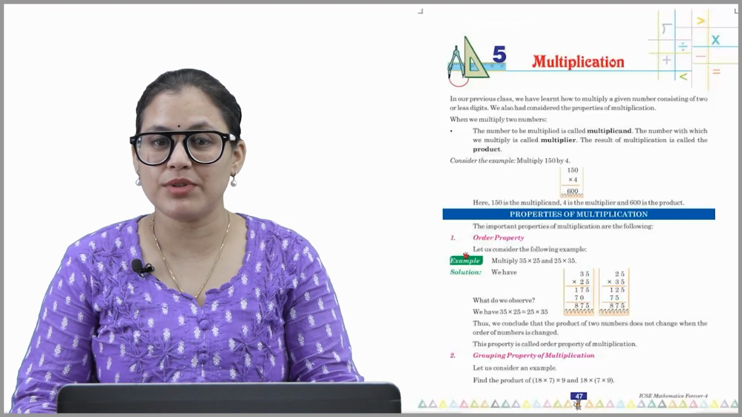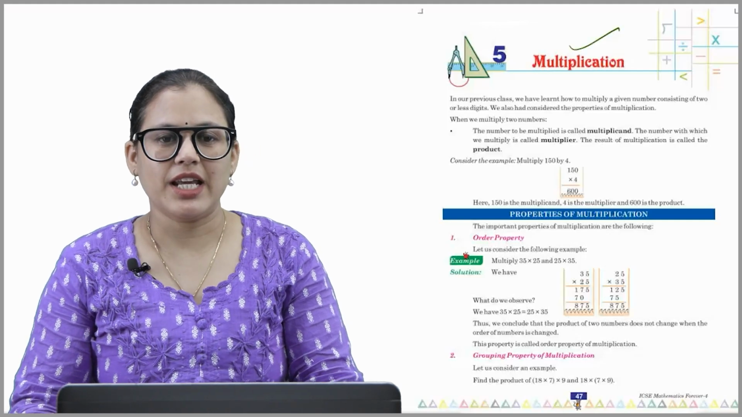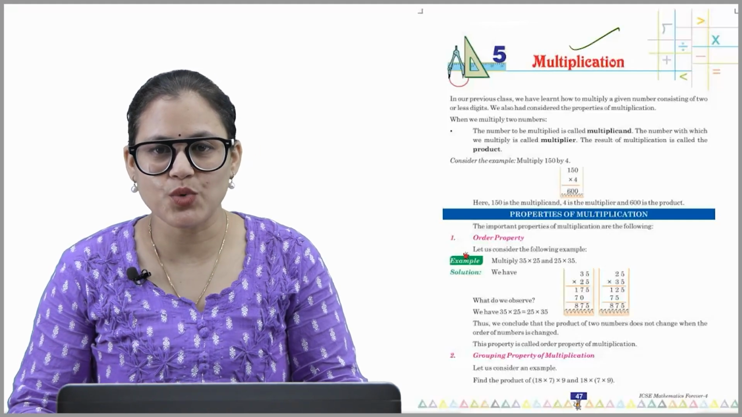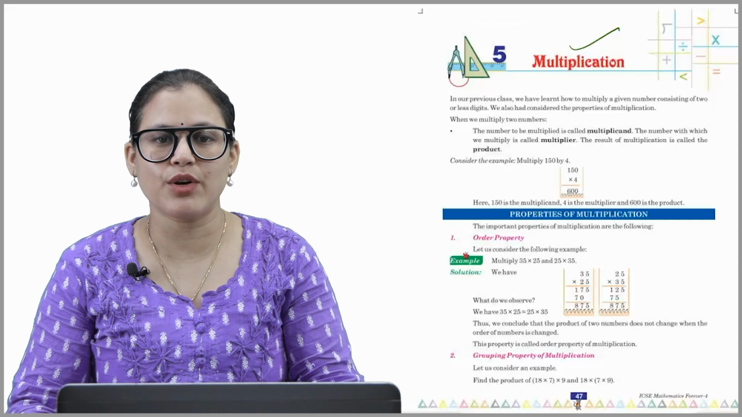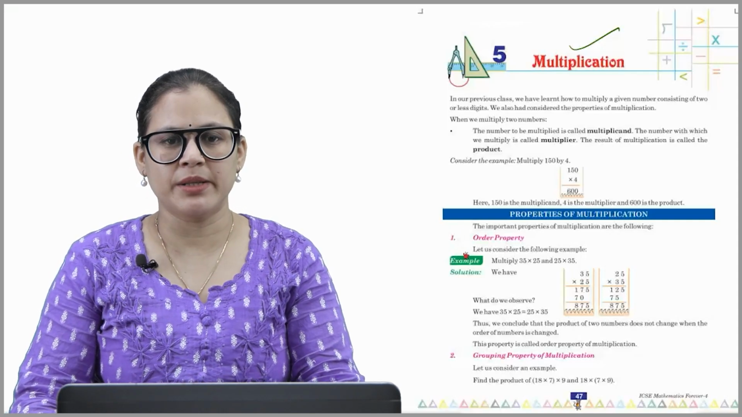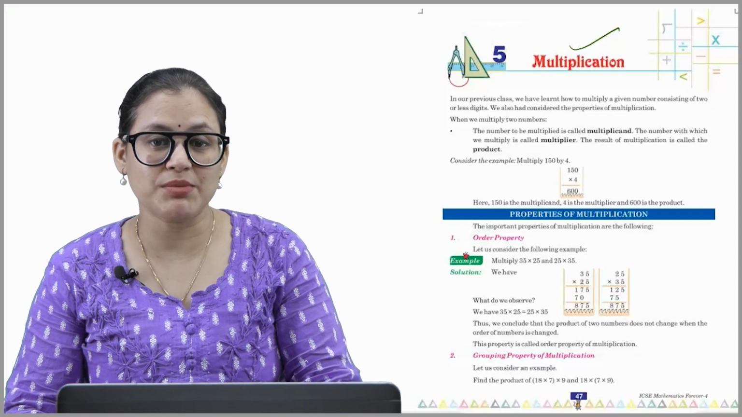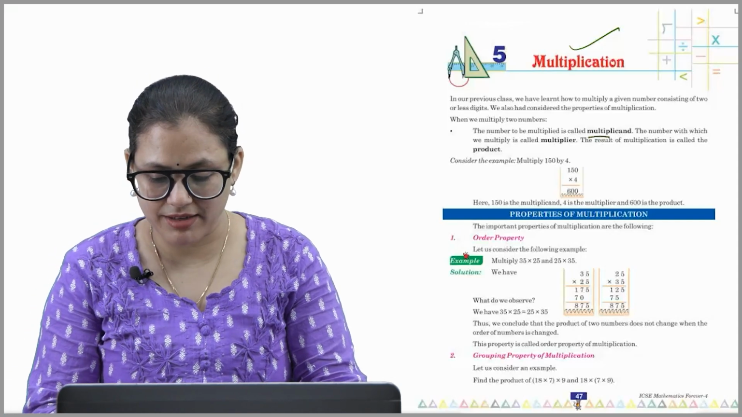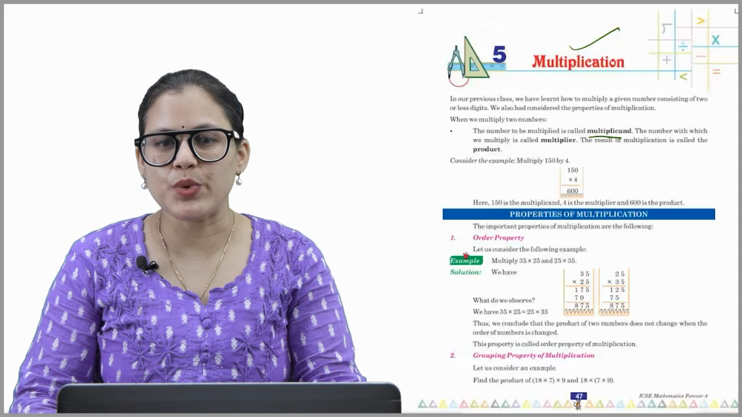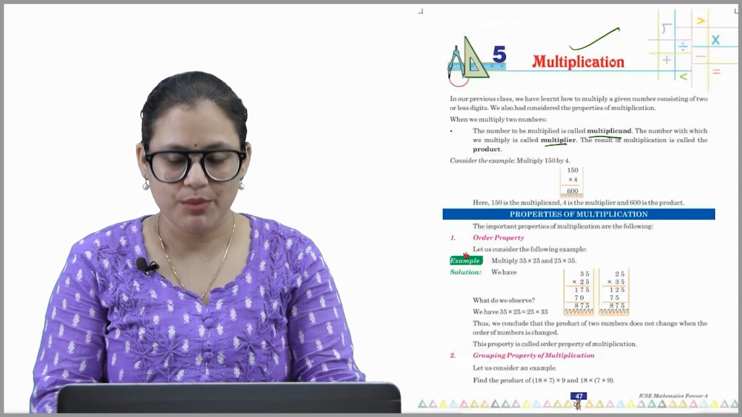Let's start today's chapter, multiplication. In our previous class, we learned how to multiply a given number consisting of 2 or fewer digits. We also considered the properties of multiplication. When we multiply two numbers, the number to be multiplied is called the multiplicand. The number with which we multiply is called the multiplier, and the result of multiplication is called the product.